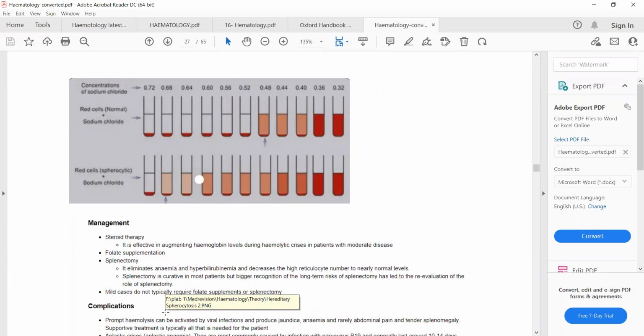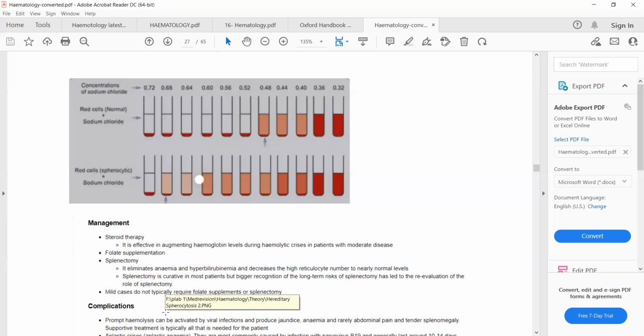Because in autoimmune hemolytic anemias, antibodies are formed against the RBCs. That's why the Coombs test will be positive in autoimmune hemolytic anemia, and it will be negative in hereditary spherocytosis. Is this point clear, everyone? Can you please say that again? The difference with this Coombs test.